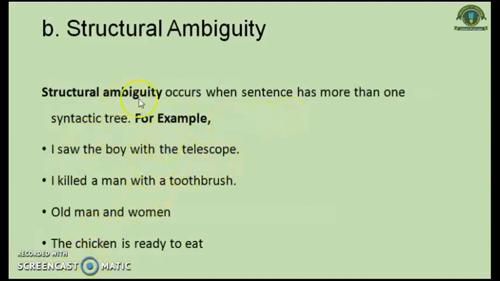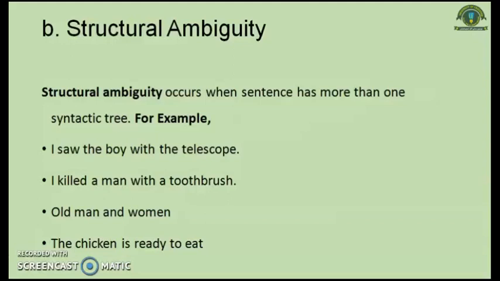It means the structural ambiguity occurs when a sentence has more than one syntactic tree. It means when there are multiple possible sentences or multiple interpretations available. For example, if someone says, I saw the boy with the telescope, here are some possible interpretations. Did you see the boy with the telescope? Or did you see the boy who was having a telescope? Therefore it is a structural ambiguity.